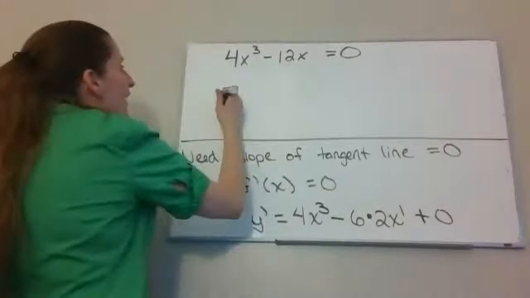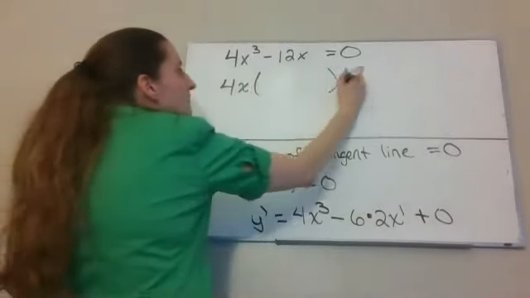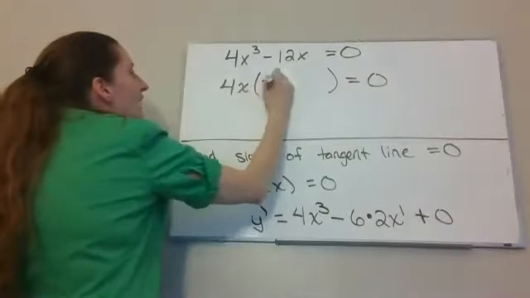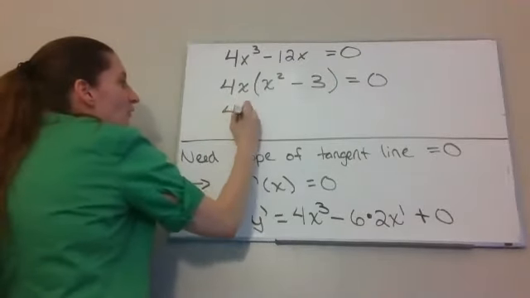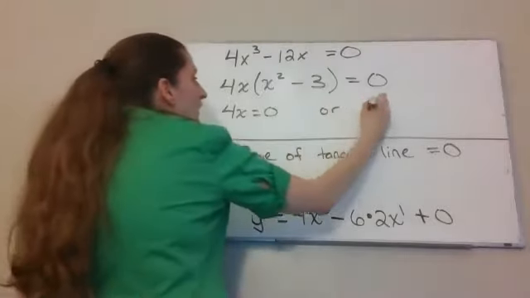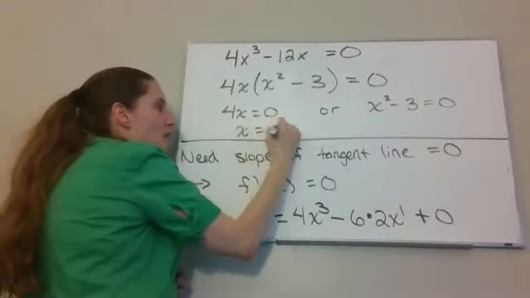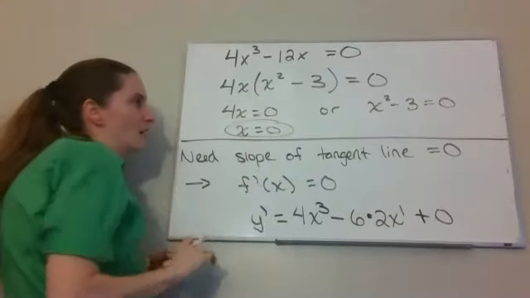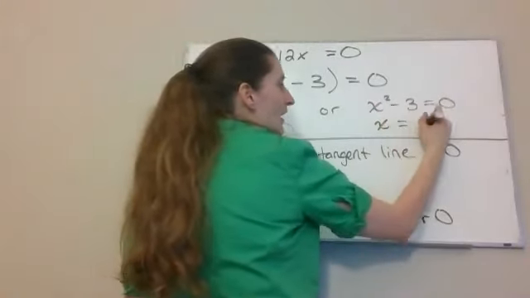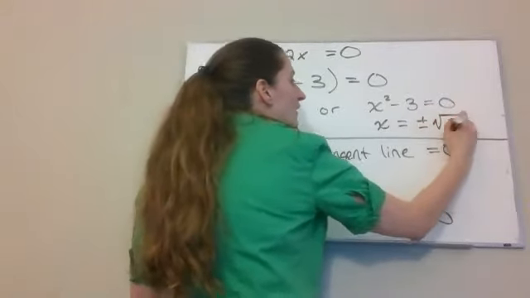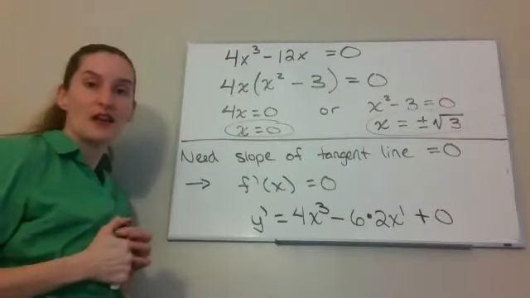I would solve this by factoring. I can pull out the greatest common factor of 4x, which leaves an x squared minus 3 in parentheses. And this gives me either 4x is 0 or x squared minus 3 is 0. So I get x equals 0 as one of my x-coordinates. And then to solve this guy, we're going to add 3 to the other side and take a square root. So I get x equals plus or minus the square root of 3. So I have 3 x-coordinates where my tangent line is horizontal.